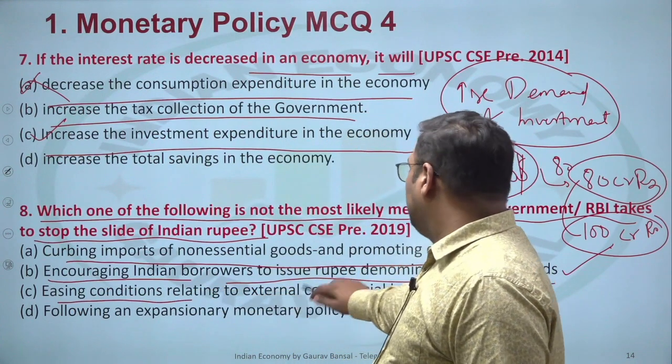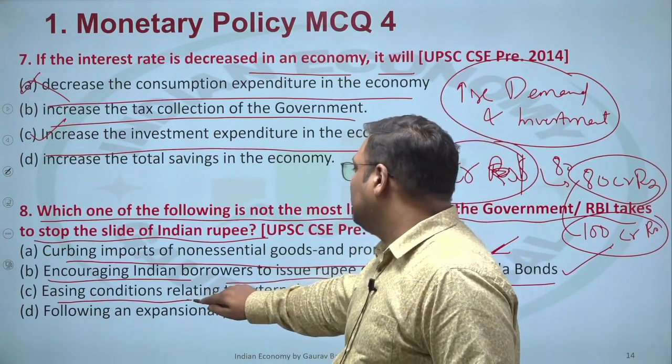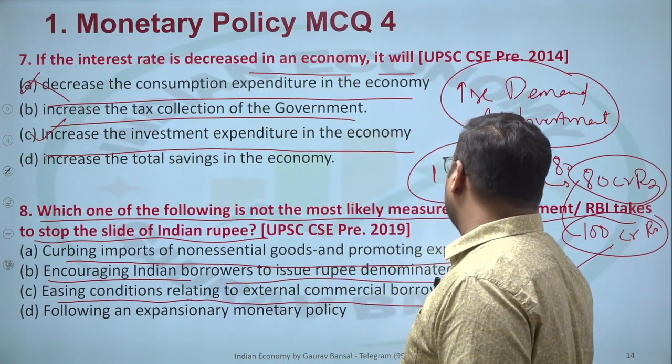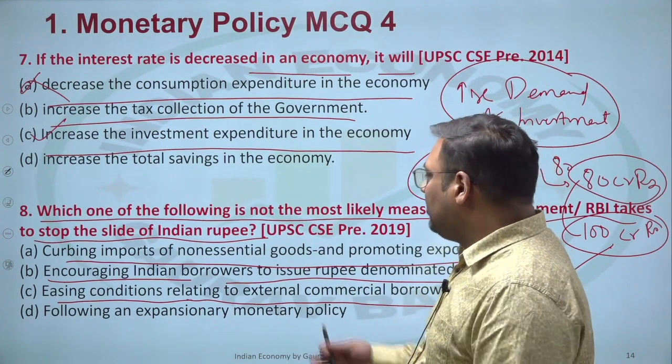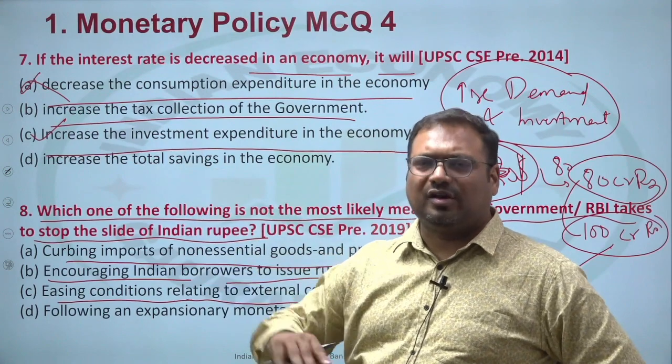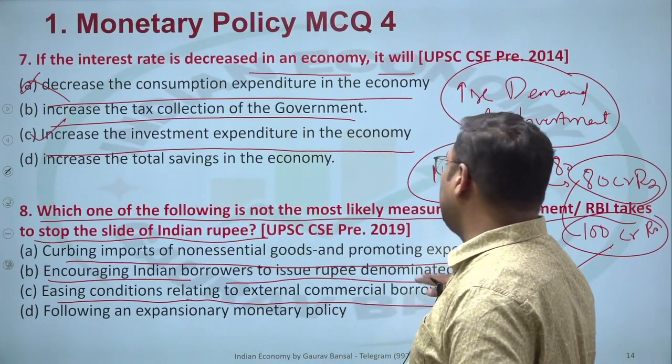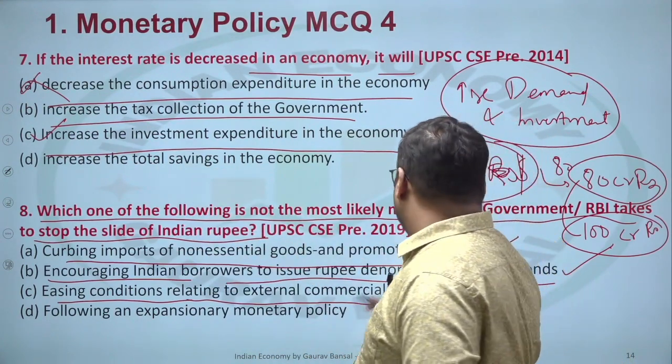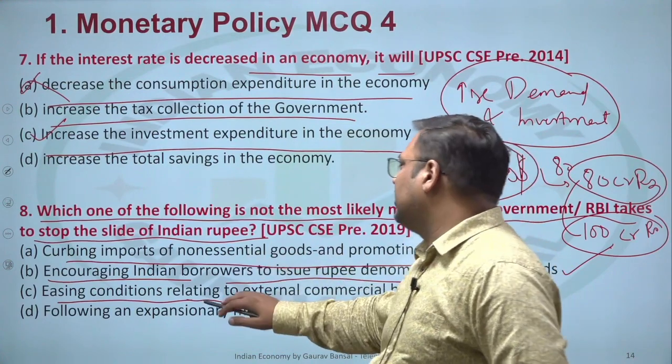Easing conditions, in fact, it is very clearly given. Okay, easing conditions related to external commercial borrowing. If there is more borrowing from outside and more dollars are coming, that may also improve rupee immediately right now. Okay, so this is not as good as the first two, but still that is okay.